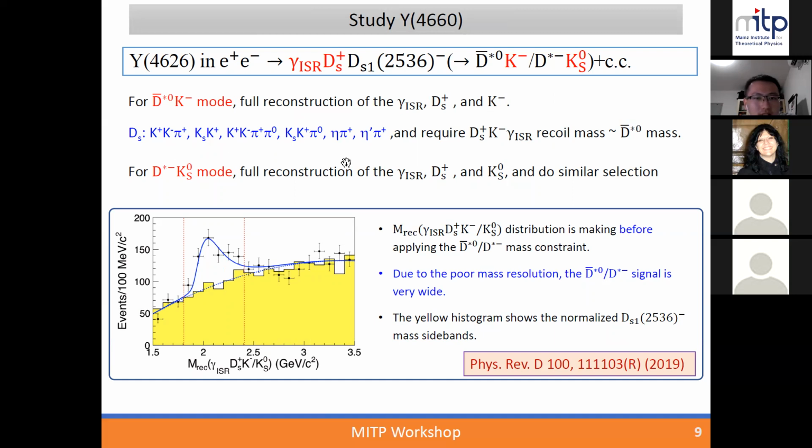and then we require the recoil mass of the D_s+, K, and ISR photon to be inside the D*0-bar mass window, which is the recoil mass shown in the bottom left plot.